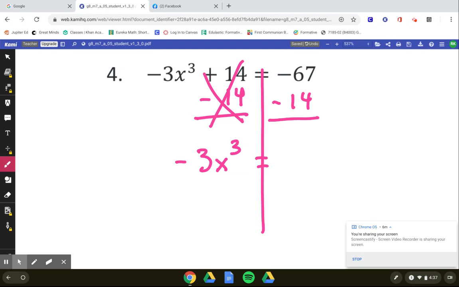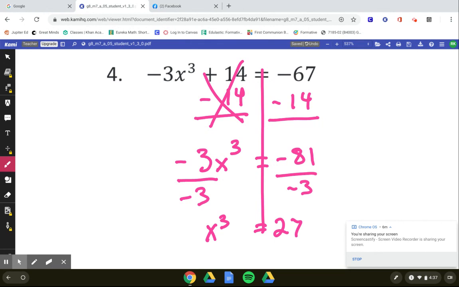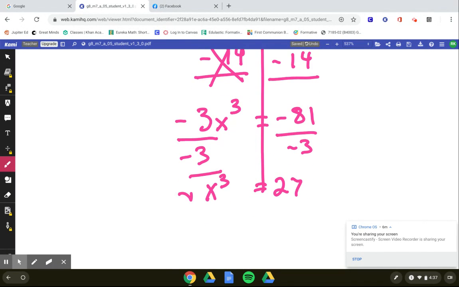Remember, same signs, add and keep. So we're going to add those two together. It gives us negative 81. I'm going to divide both sides by negative 3. When I do that, I get x cubed equals 27. And it's positive 27 because a negative divided by a negative always gives me a positive. Then I'm going to take the cube root of both sides, and that gives me x on the left. And we've already seen the cube root of 27 is 3.